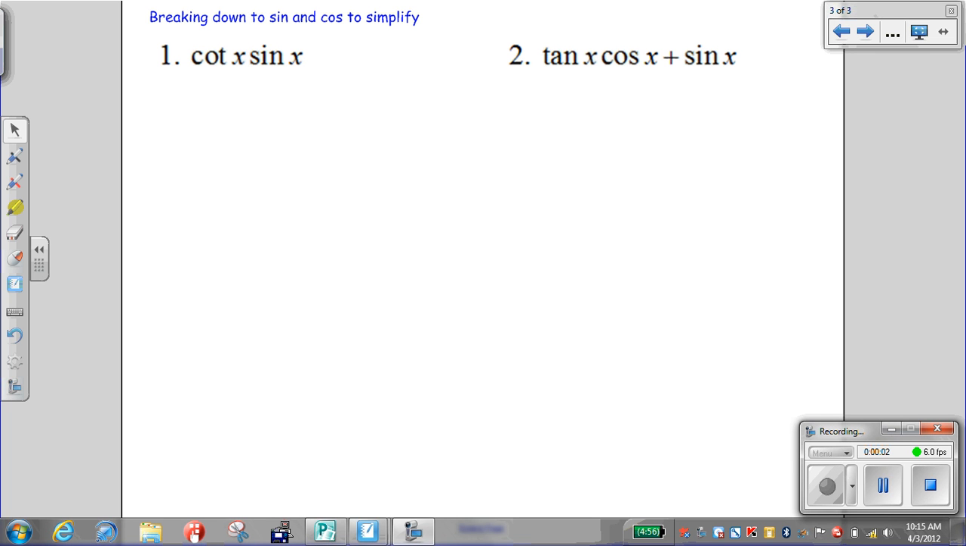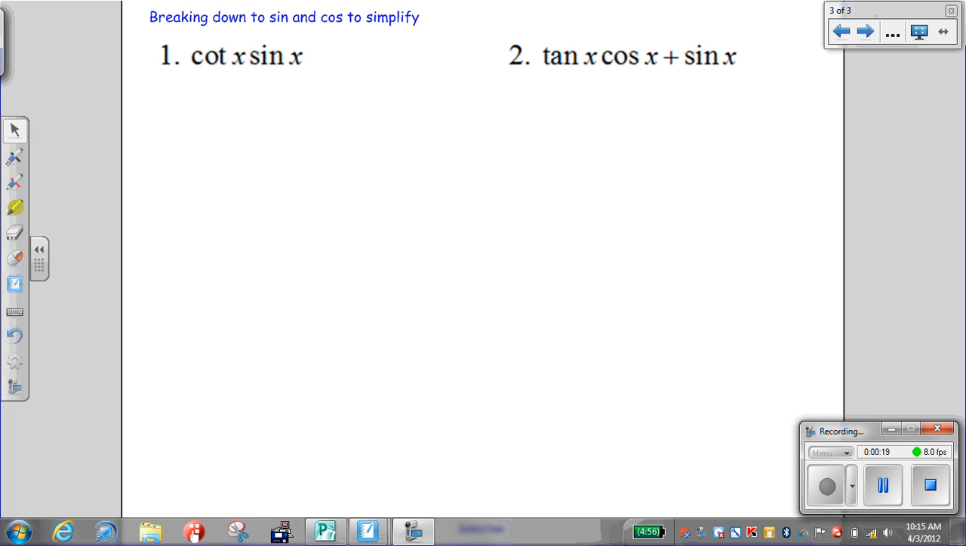Okay, this video is based on breaking trig identities down into sine and cosine, and that way you can look to see if anything can be reduced or canceled or simplified in that regard. So we have two problems here that are going to rely on those types of things.